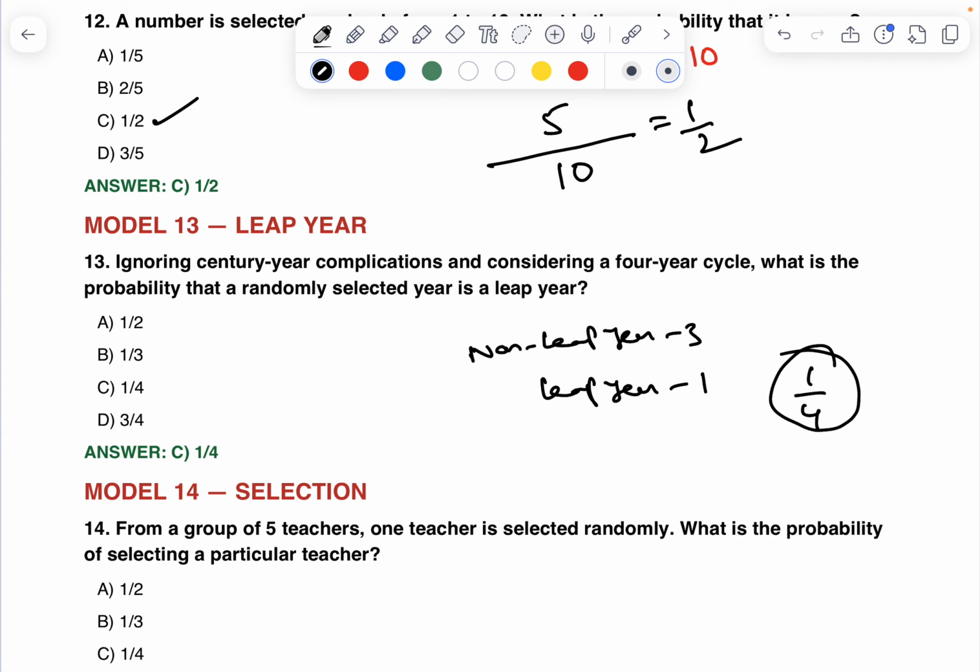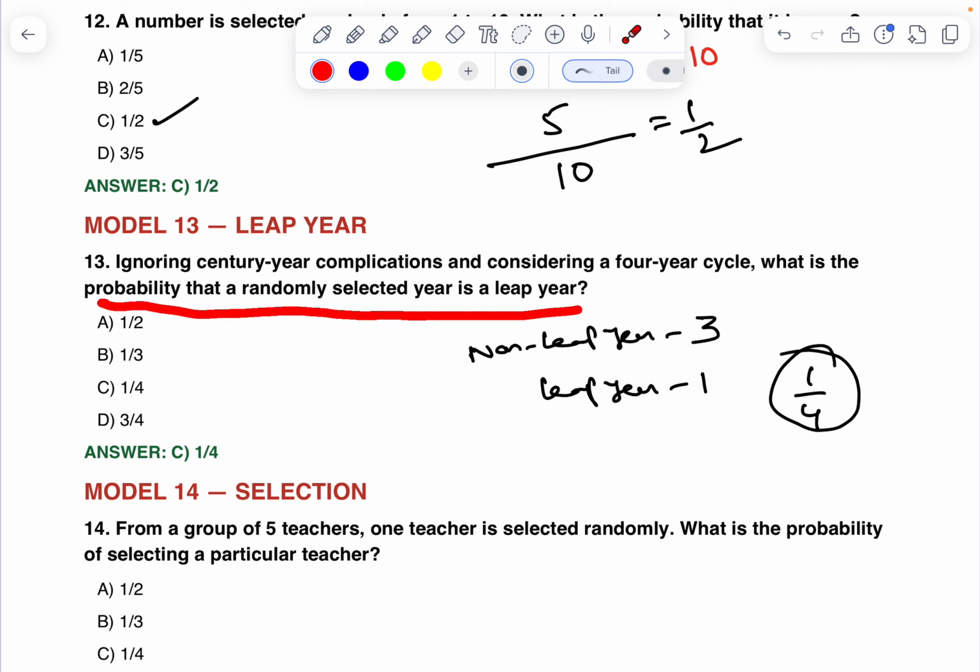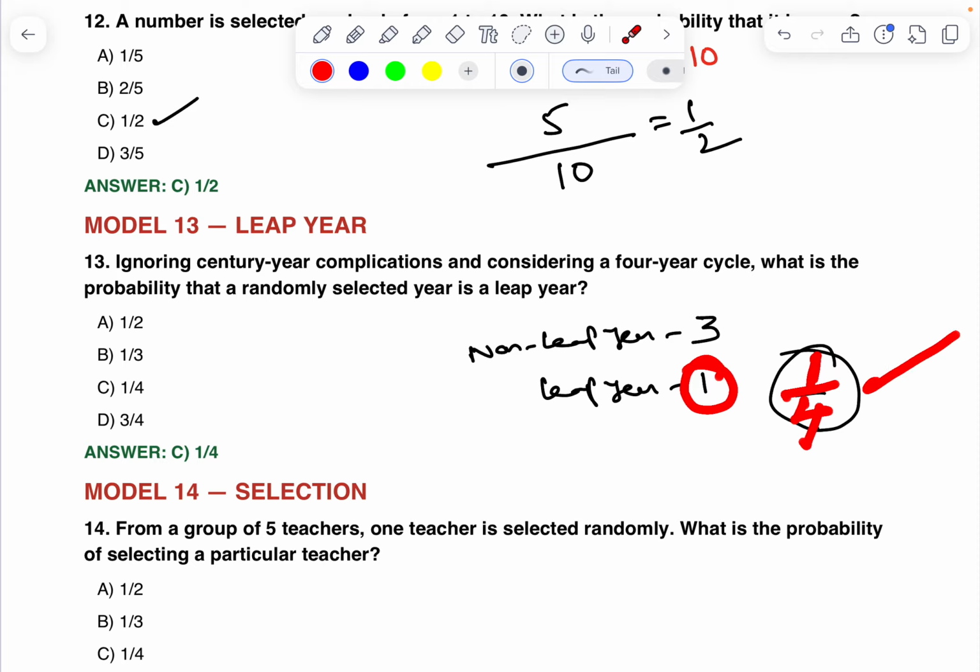But here they are asking about a 4-year cycle. In 4 years, 3 are non-leap years and 1 is a leap year. Here they are asking the probability that a randomly selected year is a leap year. In a 4-year cycle, only 1 leap year, 3 non-leap years. Therefore, favorable outcomes 1, total outcomes 4. 1 by 4 is the answer.